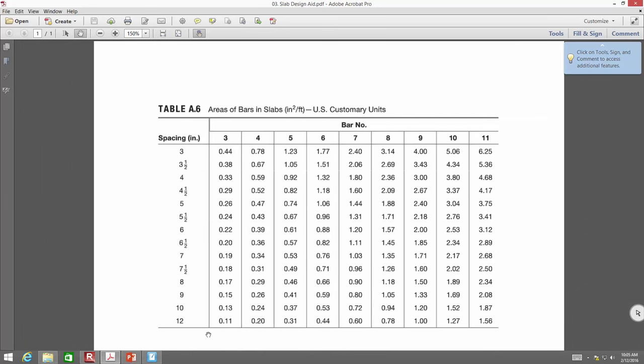This is similar to the one that you all saw before, only it's a little different because this beam chart is meant specifically for slabs. Okay, so I'm gonna pass this out. Do you have one?